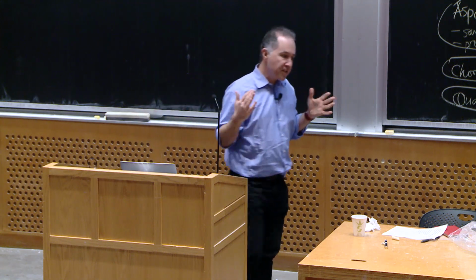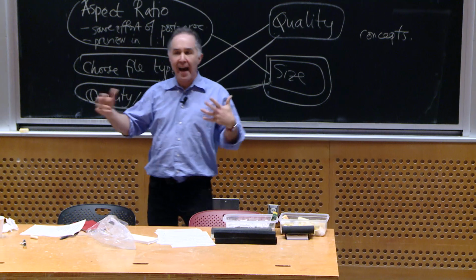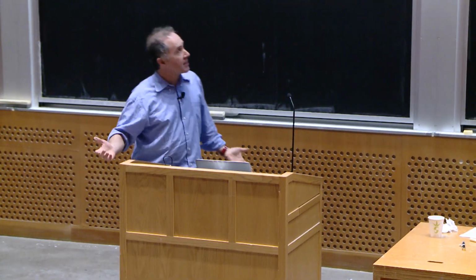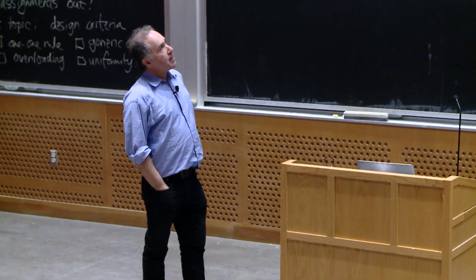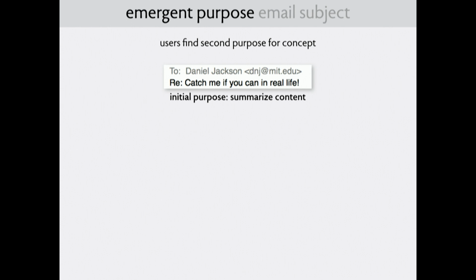This is where a concept has one very clear purpose that makes sense, but over time, people add other purposes to it, sometimes to disastrous effect. So this is just a really trivial example, but think about the purpose of a subject field in an email message, right? So the initial purpose was to summarize the content, so you don't need to read the message to know what it's about. Makes perfect sense, right?